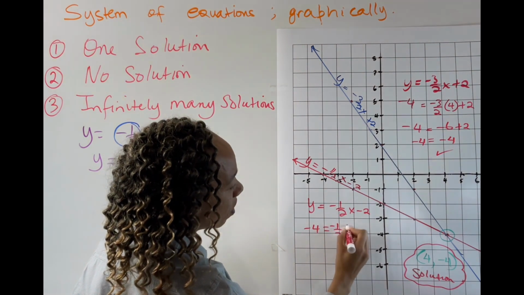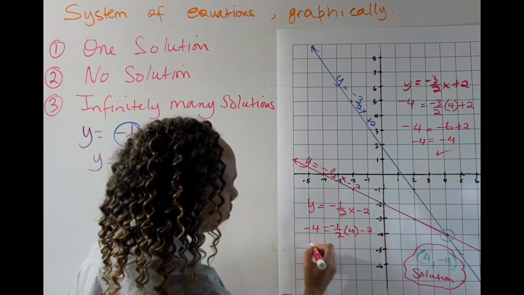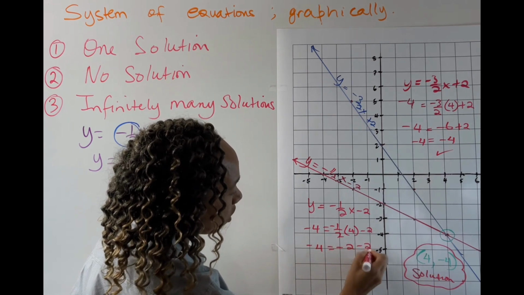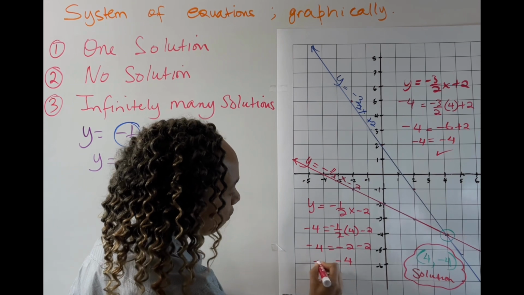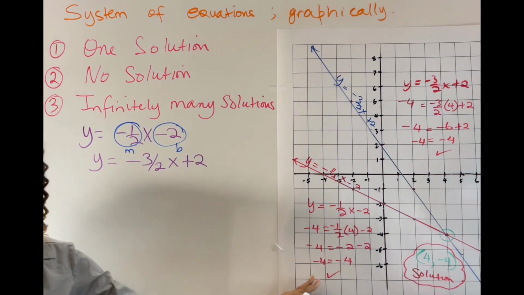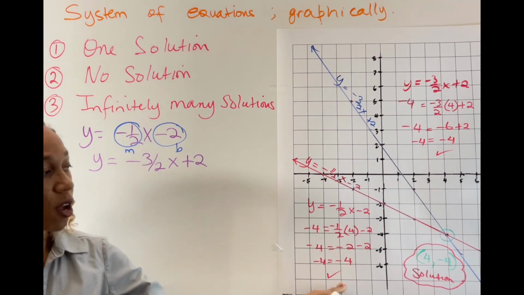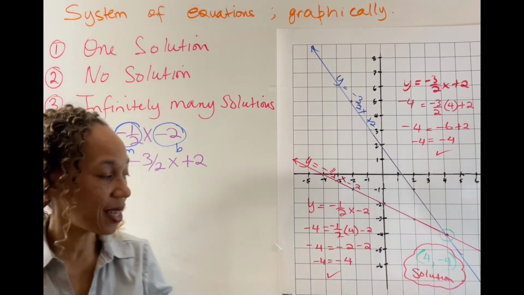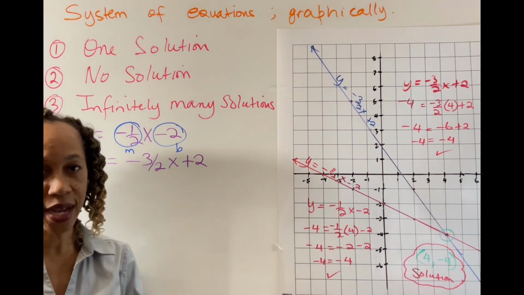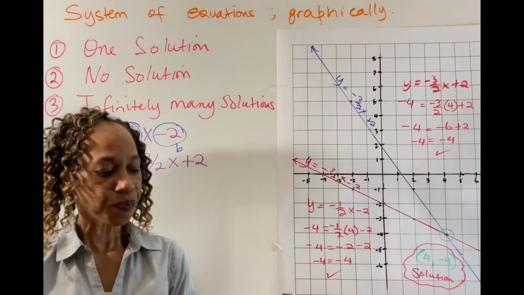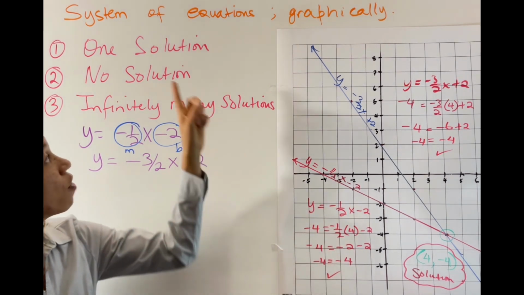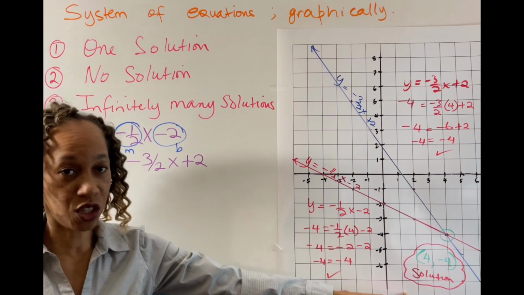Negative half times 4, minus 2, and y is negative 4. This is going to give you negative 2 minus 2. On the right is negative 4. Negative 4 equals negative 4. Yes, the number on the right is equal to the number on the left. So this solution satisfies each one of these two equations. And that's what it means. This is what the graph will look like graphically for one solution, and this is your solution.